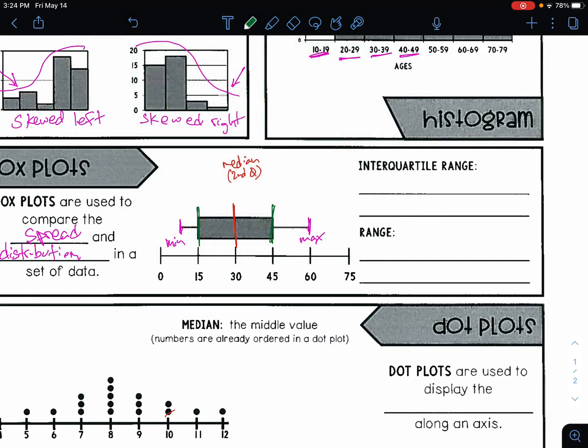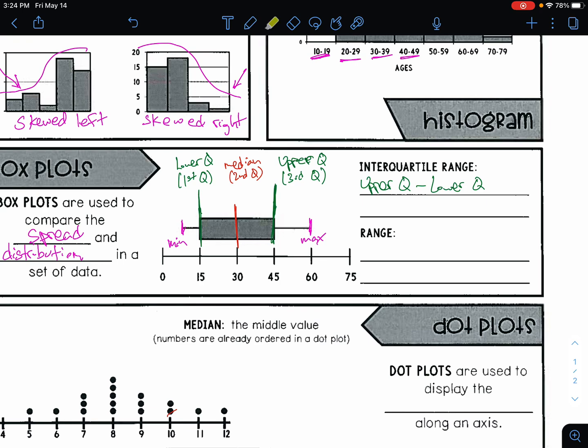Well, what are those green lines? Well, this is called the lower quartile. Lower quartile, I'm just going to put lower Q, also known as the first quartile. And this other one right over here is called the upper quartile or third quartile. So oftentimes I'll say first quartile, second quartile, third quartile, minimum, maximum. So what is the interquartile range? It's third Q or upper Q minus lower Q or first quartile. So in this example, the upper quartile seems to be 45 and the lower is 15. So the interquartile range for this is 45 minus 15, which gets us 30.